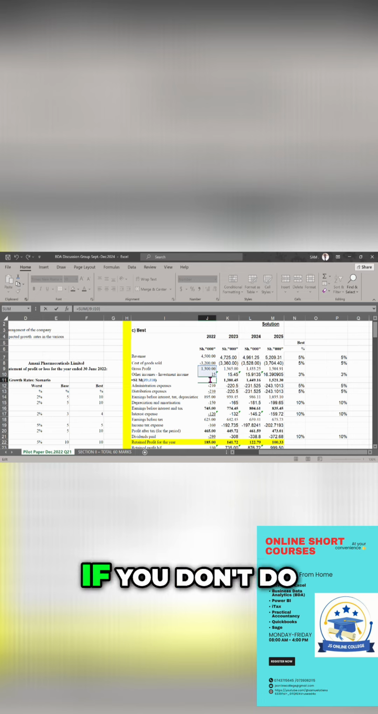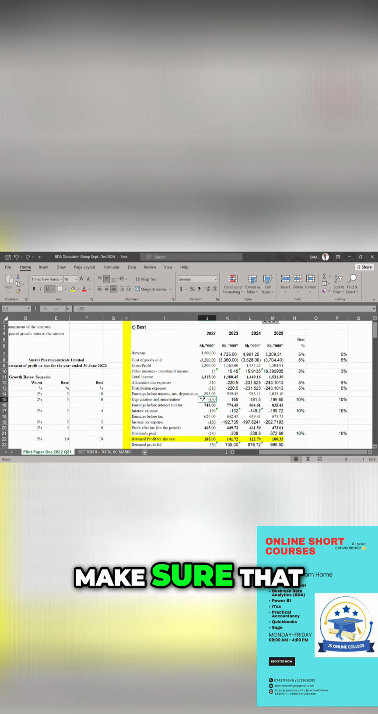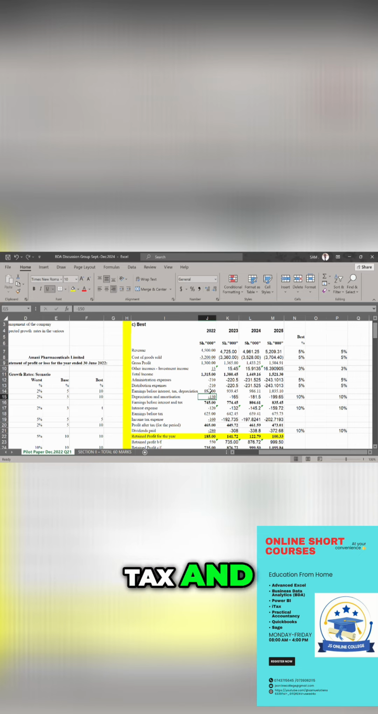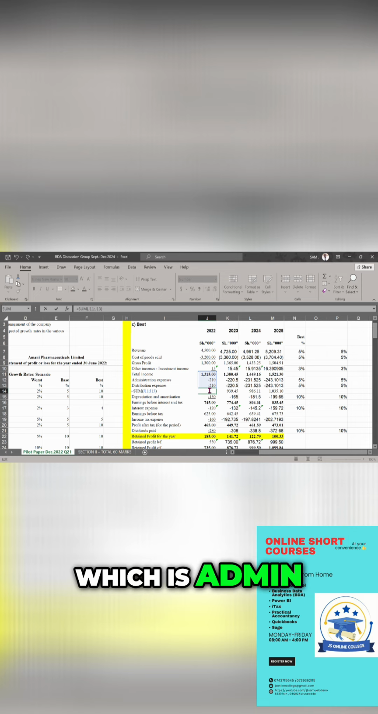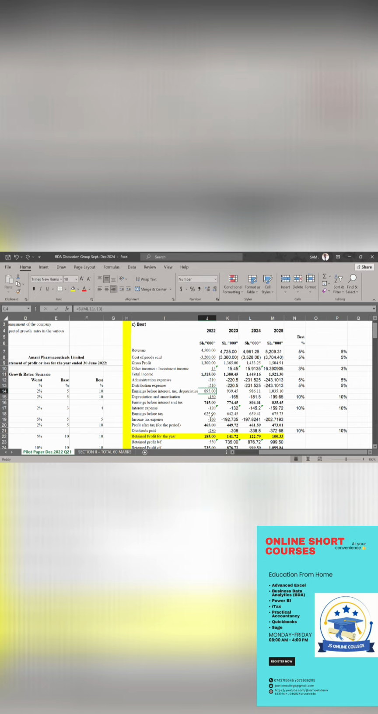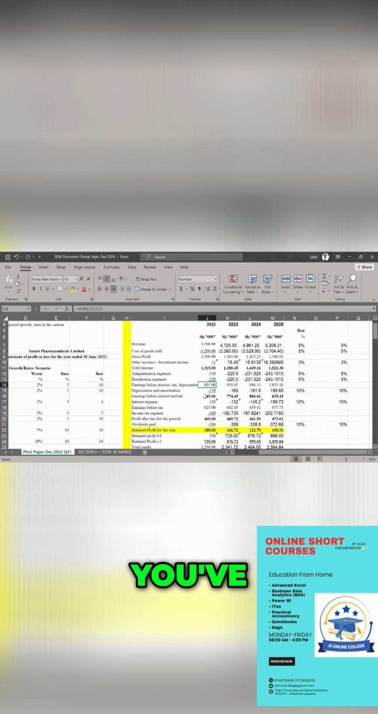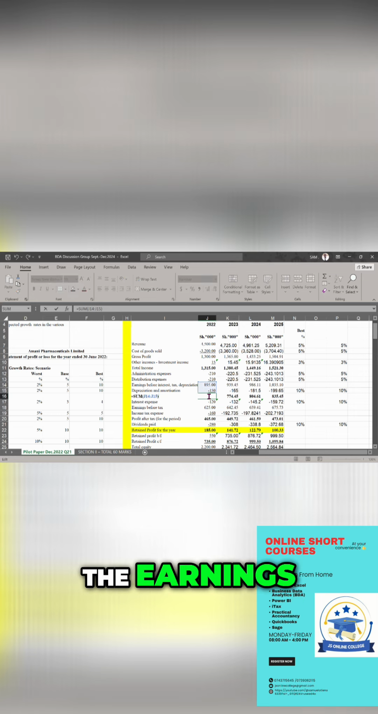And it needs patience. If you don't do that, whatever you'll be doing after that will not be correct. Make sure that your earnings before interest, tax, and depreciation is your total income, you less the two expenses, which is admin and distribution. So that step is very critical because once you filled in that formula, that is the same formula you'll drag to the next 3 years under your forecasting period, and it will autofill. Make sure your earnings before interest and tax is the earnings before interest, tax, depreciation minus depreciation and amortization. Make sure you do that.